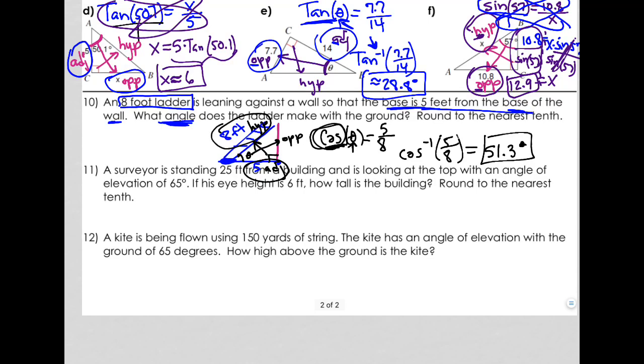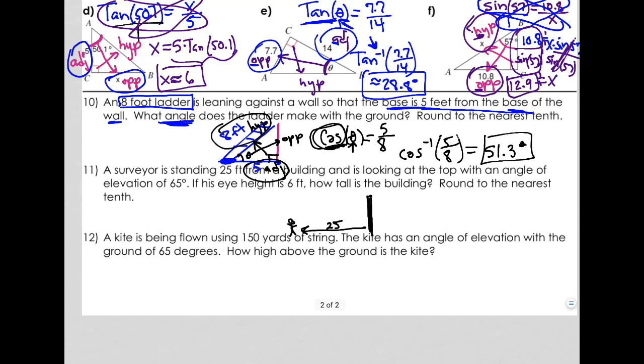Alright, number 11, a surveyor standing 25 feet from a building. So here's our building. I'll make it real skinny. He is standing 25 feet away from our building. So here he is, or she. Did it give us a gender yet? Yep, his, not yet, but it will. He's looking at the top of the building at an angle of elevation of 65 degrees. So if he's looking, that angle that he's making is coming off of his eye.